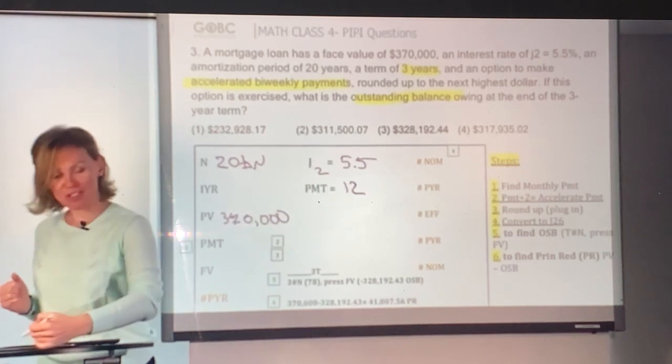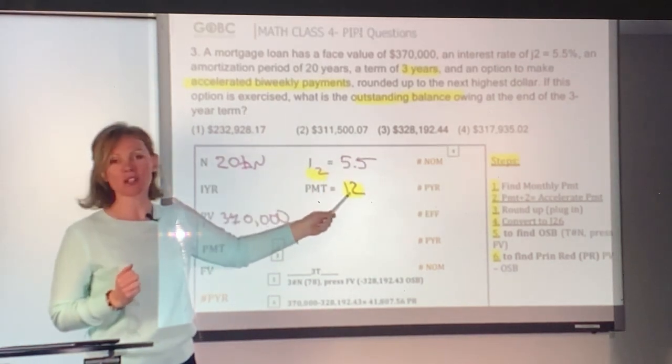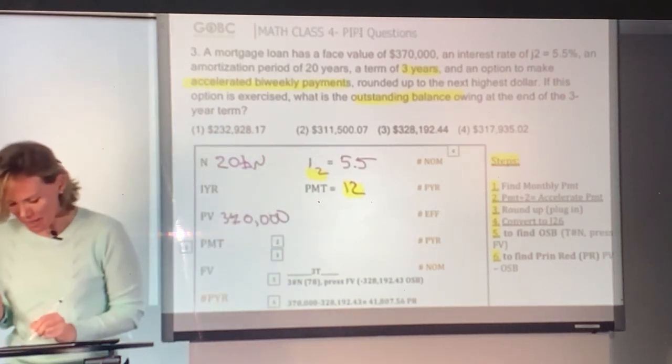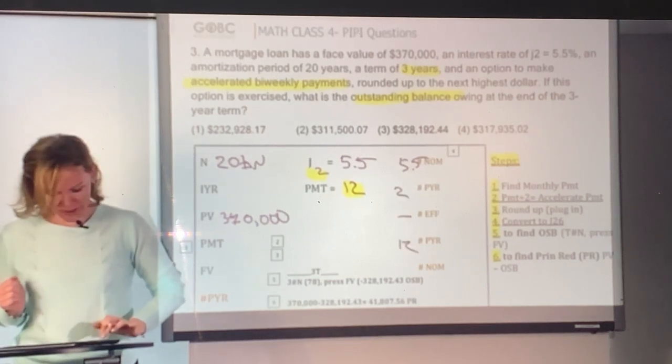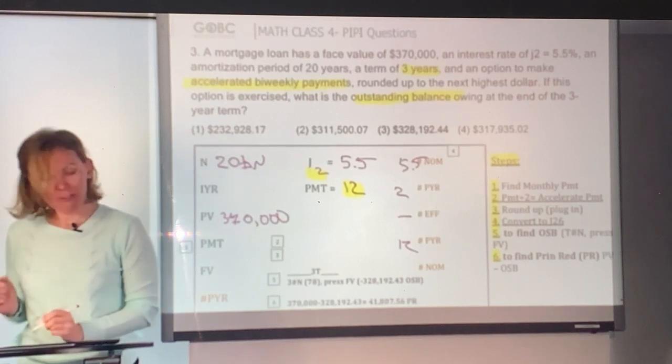Let's start with our comfort zone box, the initial box. Okay, see if we're happy. Do we have to do conversion? Yes, we do. Convert it to J12. So do it right now. Make me happy. Let me know how much it comes up to. Okay, so 5.5 shift nom, 2 shift P/Y, shift effective, 12 shift P/Y, shift nom, 5.43. Is that what you got?